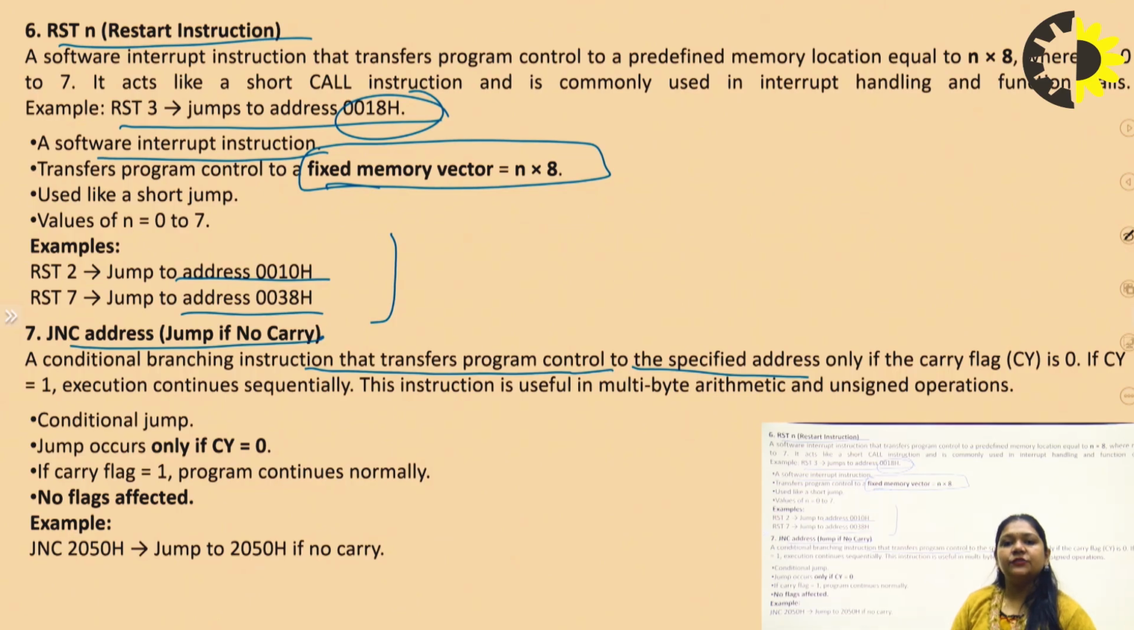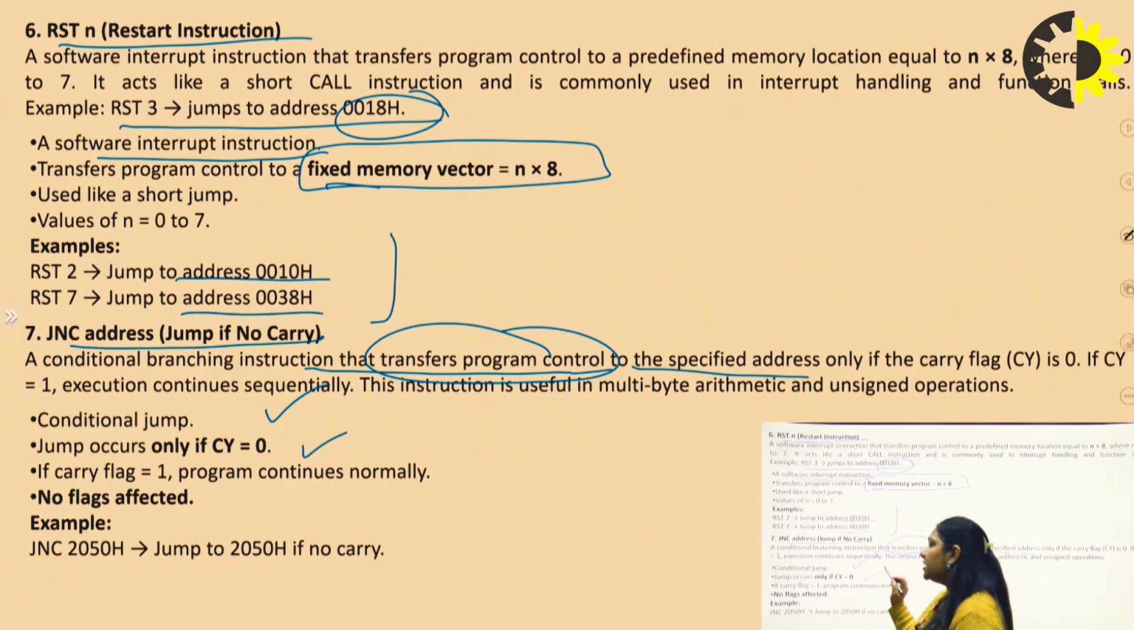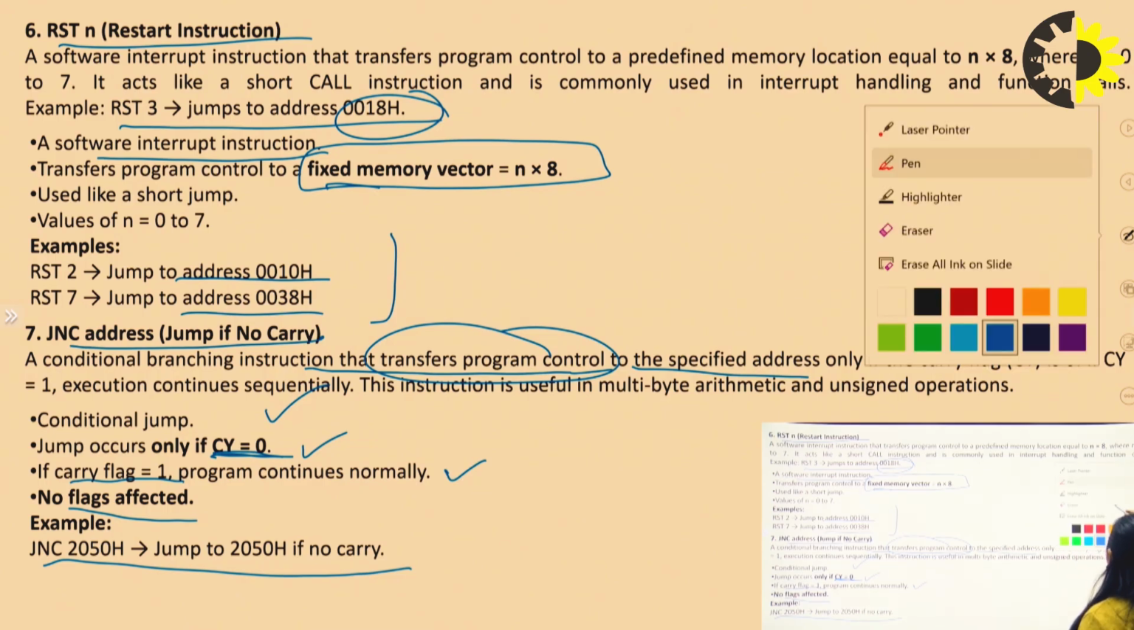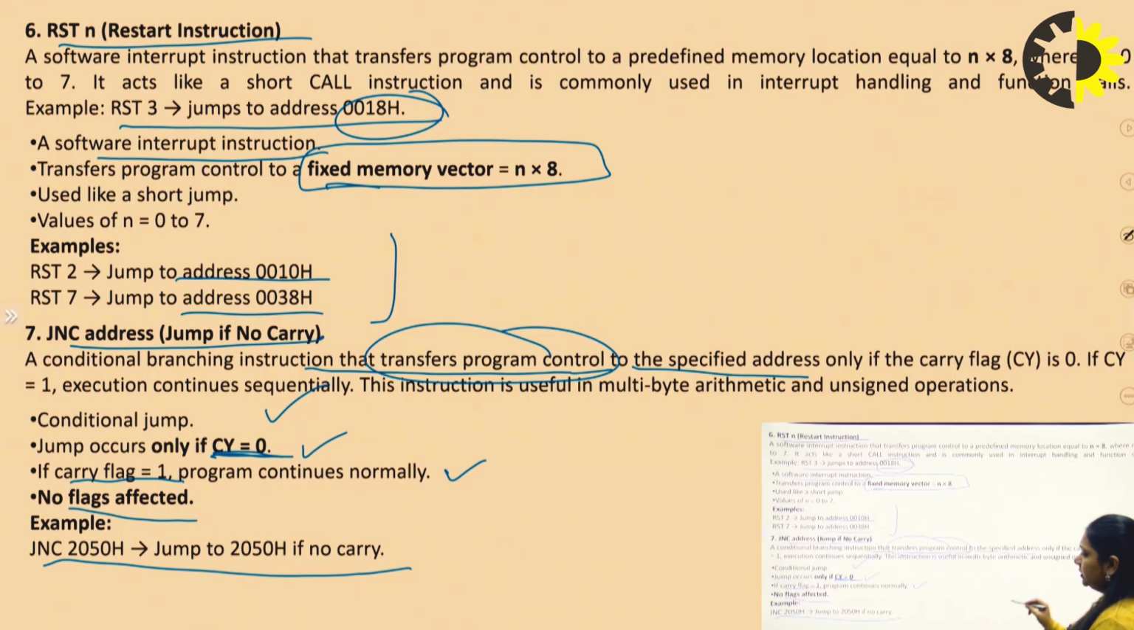If the carry is not there, only then will it shift the control. So this is a conditional jump. Jump occurs only when Cy is equal to 0, when the carry flag has 0. If the carry flag is 1, the program continues normally and no other flag is affected. For example, it is written JNC 2050H. That means jump to memory location 2050 if there is no carry, only in that condition.